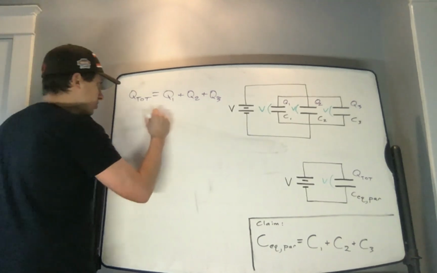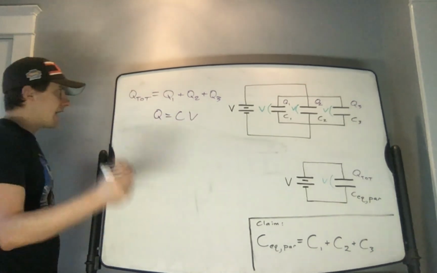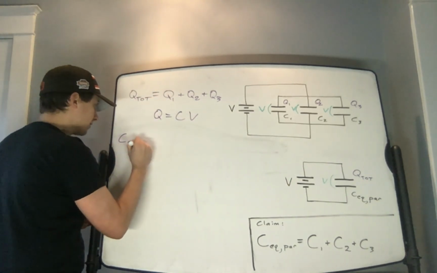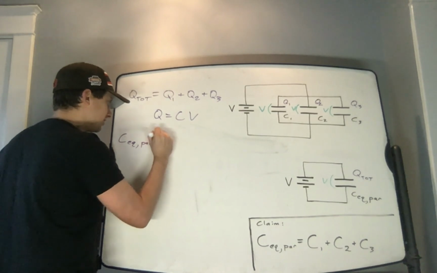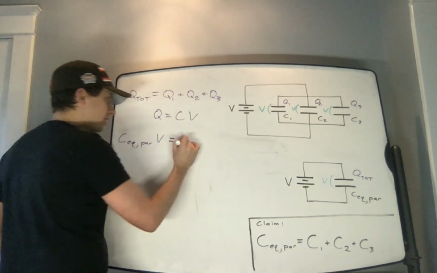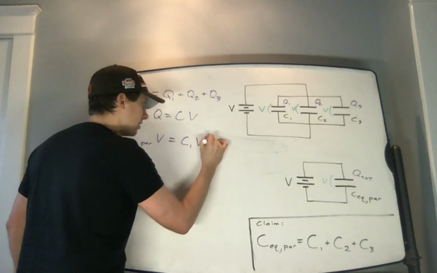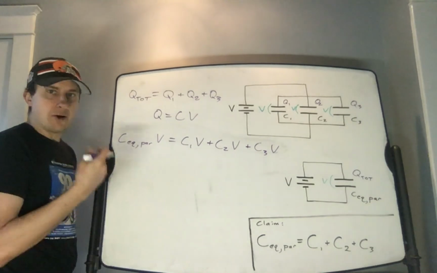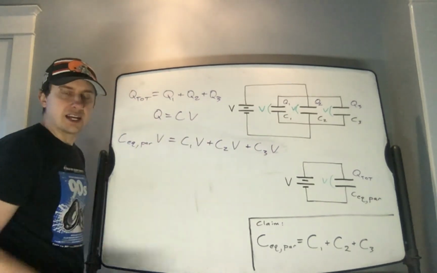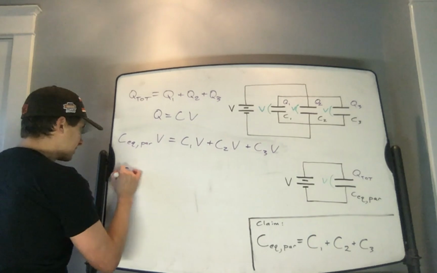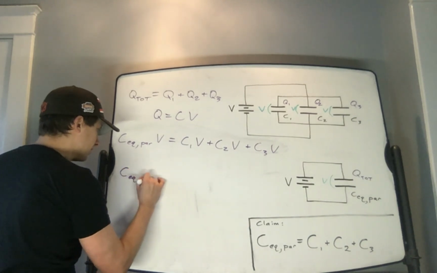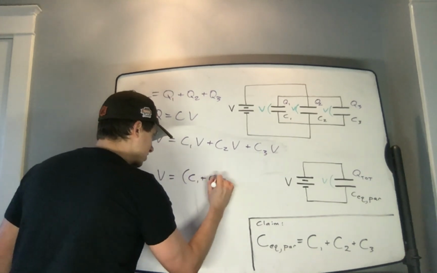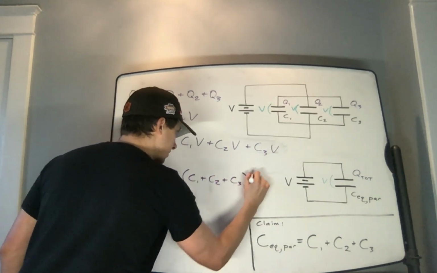Because I could always write Q is equal to CV, I could write Q total as being equal to C equivalent for my capacitors in parallel times V, and I could write that as being equal to C1 times V plus C2 times V plus C3 times V. Now I could factor out the V's on the right-hand side of this equation, and I would get C equivalent in parallel times V is equal to C1 plus C2 plus C3 times V.